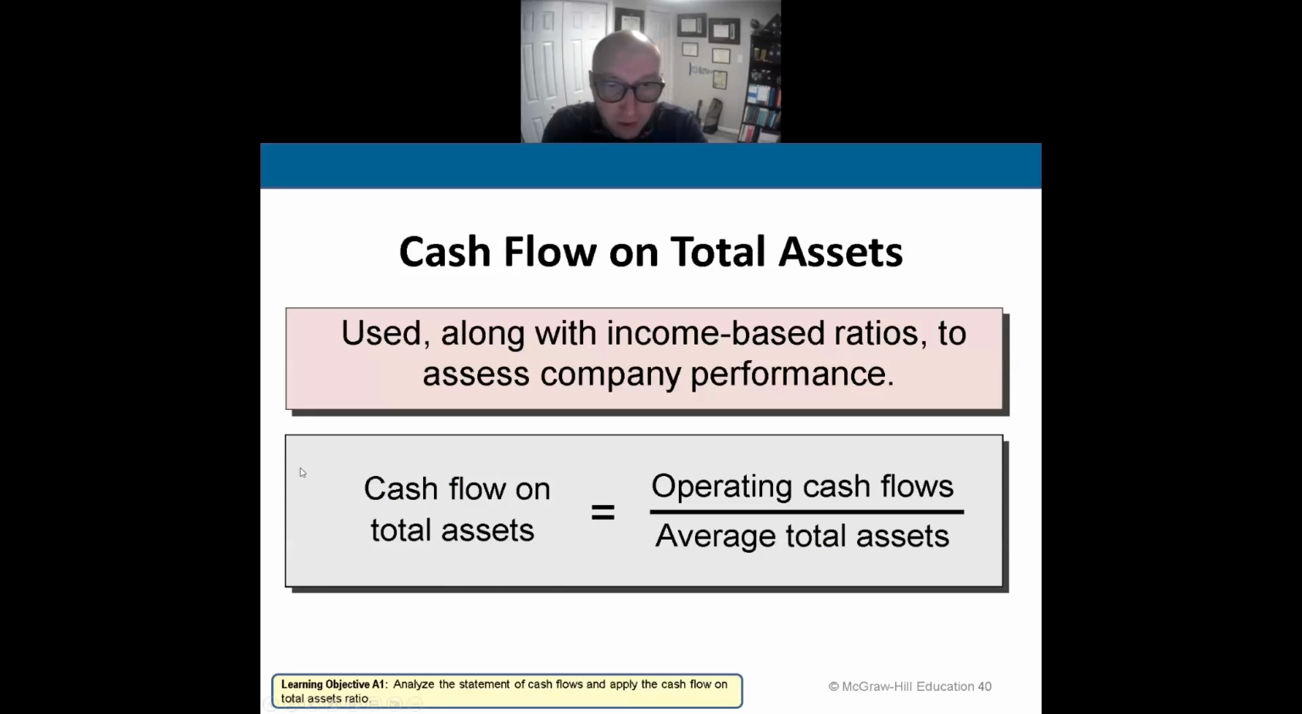And the ratio is operating cash flows divided by average total assets. So we take our net operating cash flows found on the statement of cash flows divided by average total assets, balance sheet. Average total assets is beginning balance total assets plus ending balance total assets divided by 2.